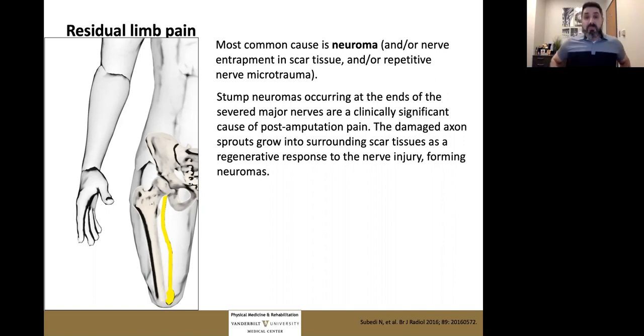So stump neuromas, right? Neuromata. They occur at the end of a severed major nerve and are a clinically significant cause of post-amputation pain. The damaged axons sprout and grow into surrounding scar tissue as a regenerative response to the nerve injury, forming neuromas. So here's the interesting thing about neuromas, right? Depending on how the nerve is treated at the time it's resected surgically, what the surgeon does to it, where it comes to lay in the soft tissue envelope, it really matters, right?